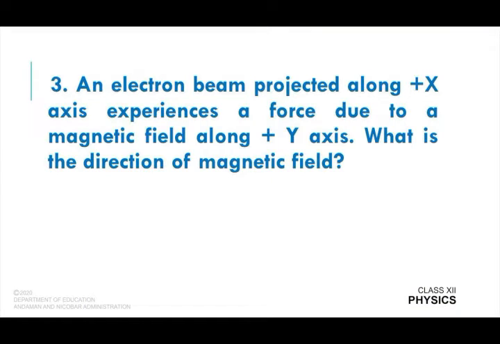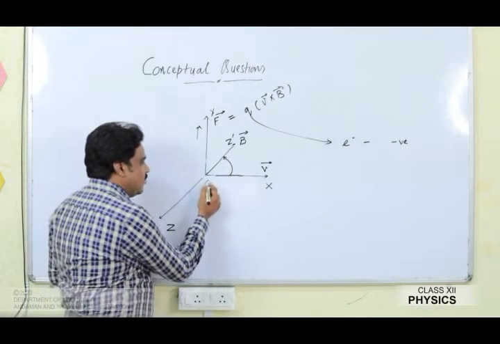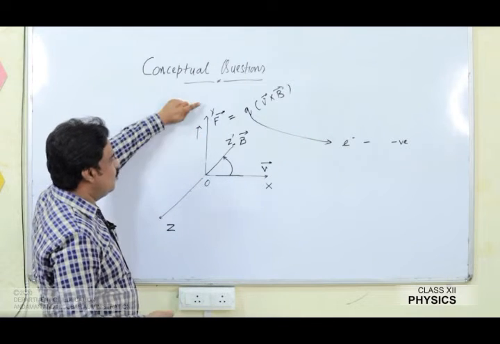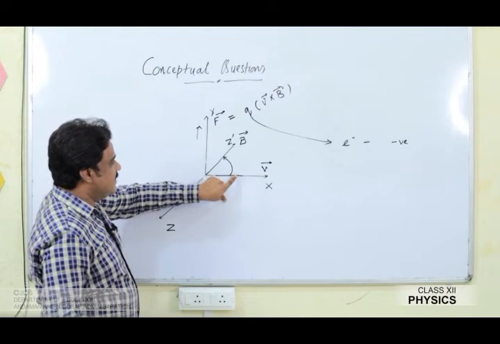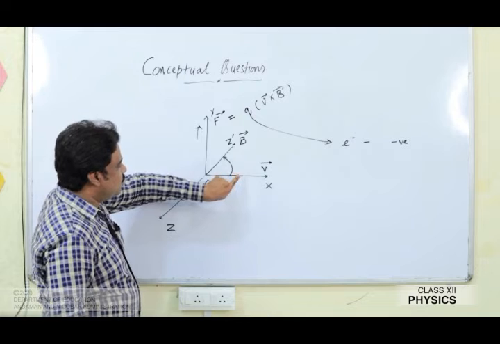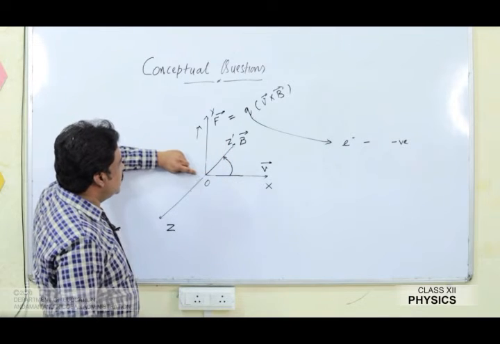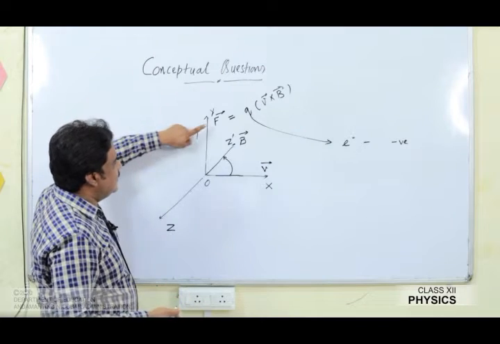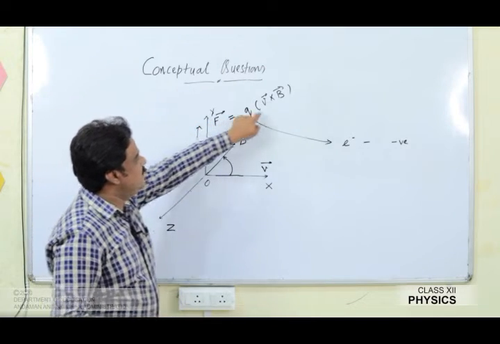An electron beam projected along positive X axis experiences a force due to a magnetic field along positive y axis. What is the direction of magnetic field? So once again the electron is projected along OX, that is V vector, where the force acts along OY. If I use the direction rule, when the screw is rotated from V to B, the screw will advance along the direction of OY as given in the question, and F vector is Q V cross B.